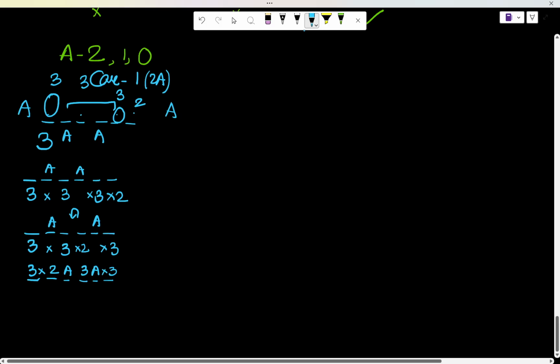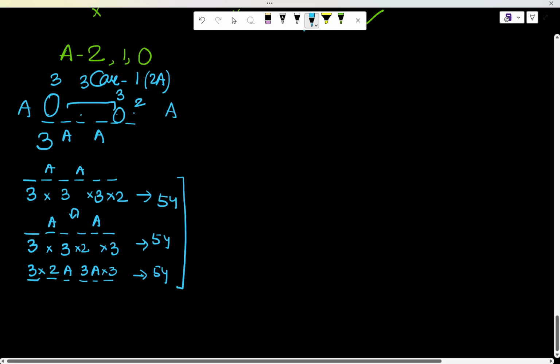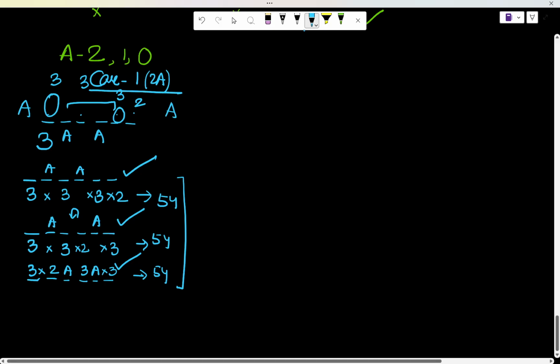So overall, how many ways are there? 3 into 3 into 3, which is 27 into 2, 54. 54 each will come from these independent cases. Right? All these solutions are possible. Either this is a solution or this is a solution or this is a solution. Hence the total ways are added up, and hence for case number 1, the total number of possibilities is 162. This is one case which has 2 A's.